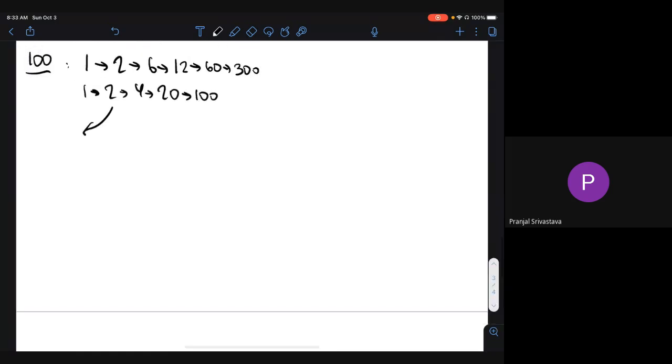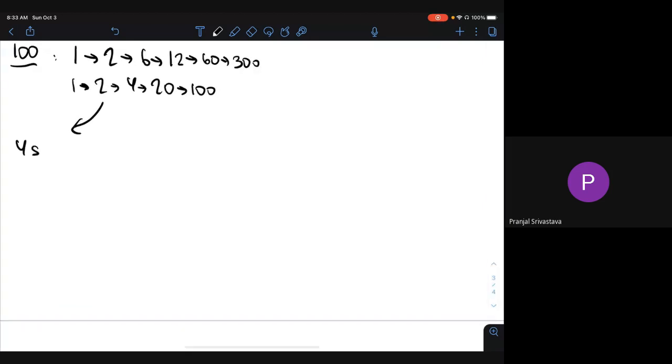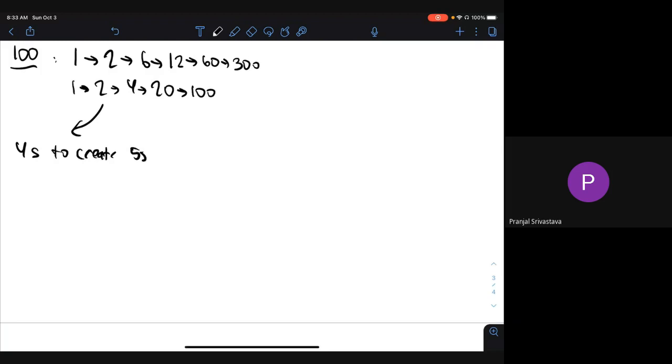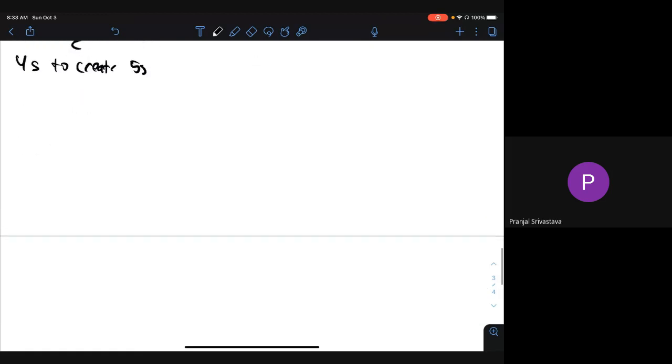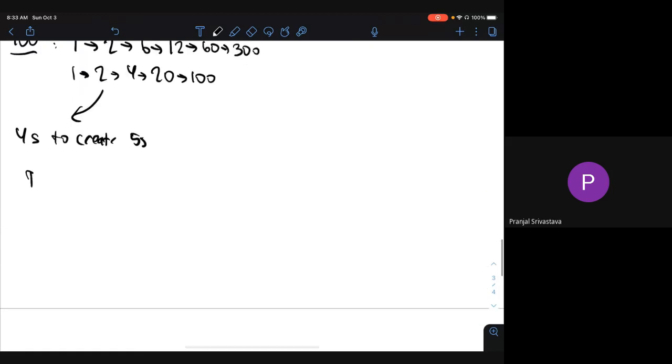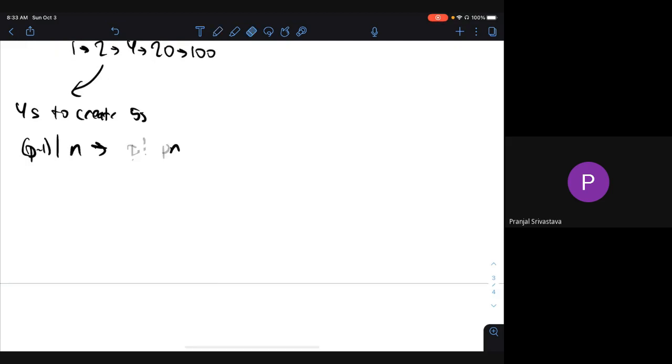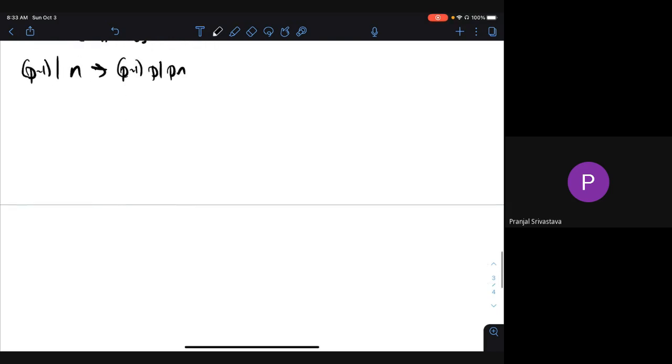So what we can see from here is that we sort of used 4s to create 5s. To get the 5, we used that 4 divides n to multiply by 5, and then we just finished with that. This is useful to know: if p minus 1 divides n, then we can go to p divides pn. So it's useful to have multiples of p minus 1 lying around, so that it'll make it easier for us to do things.